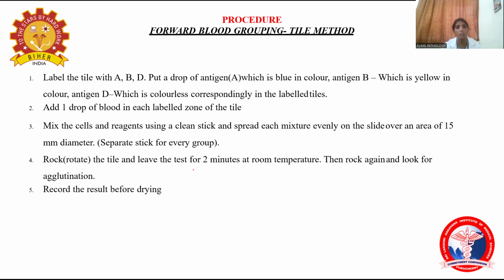So the third step is mix the cells and reagent using a clean stick and spread each mixture evenly on the slide over an area of 15 millimeter diameter. One of the major mistakes made by students is that they do not spread to 15 millimeter diameter. Rather, they rotate in the same area and the reaction will not be very visible. So try to make the blood drop bigger so that it is easily visible.